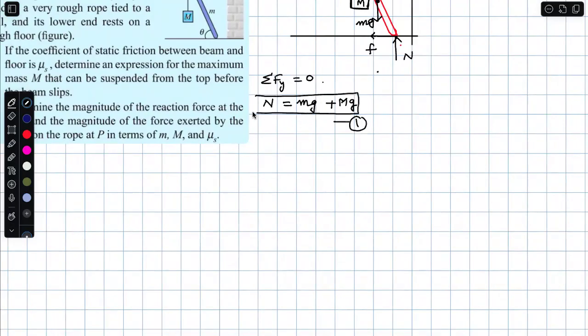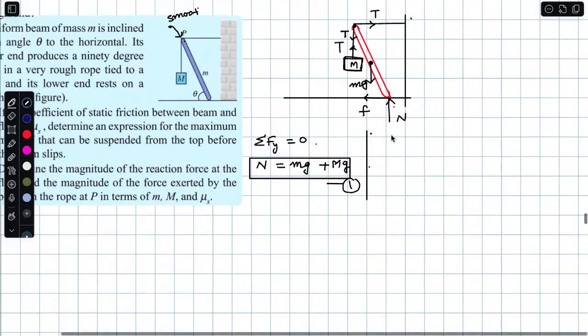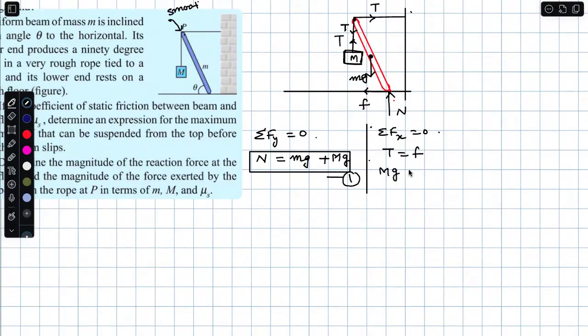So why I will use all these things is, in the course of revision, you will identify that box terms are the highlighted areas. Right. Sigma Fy is equal to 0. And sigma Fx is equal to 0 for the rod. So what are the forces? Only two forces are there. What are they? Tension and friction, which is mg is equal to friction. Let this be equation 2.